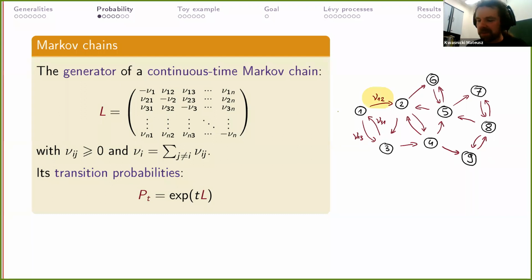And this process has transition probabilities, which are numbers that tell you the probability that it moves in time t from state 1 to state 7, for example. The matrix of transition probabilities forms the transition operator, which will be denoted by P_t. In analytical terms, P_t is just the matrix exponential of t times L. So that forms a semigroup of matrices. And we can study spectral theory of these matrices, for example.